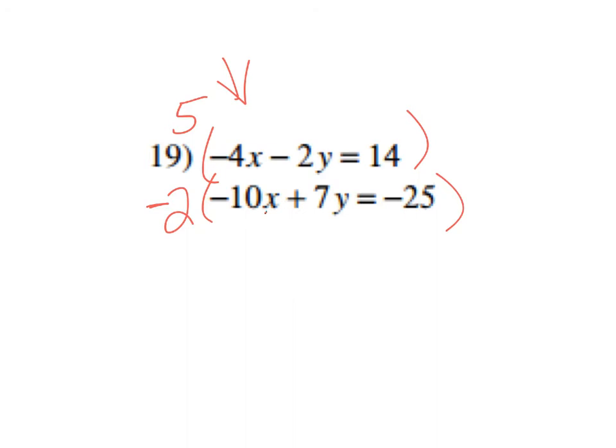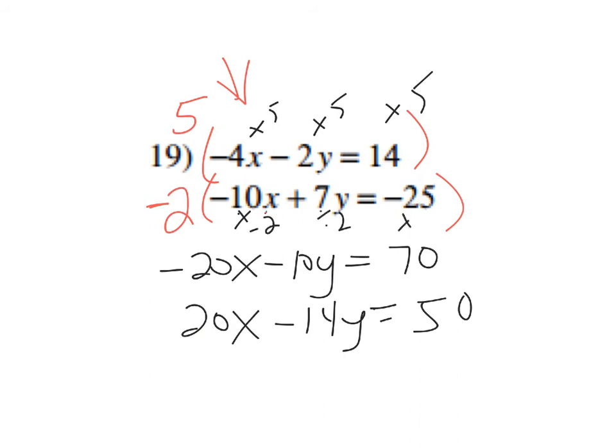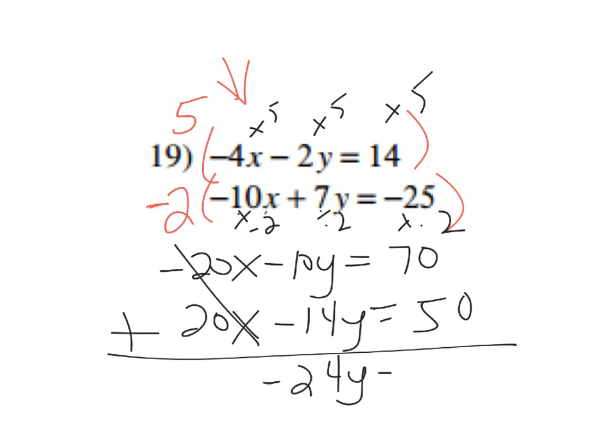So here I go. I'm going to rewrite all of these. The first equation rewritten is going to be negative 20x minus 10y set equal to 70. I multiply each of these pieces by 5. The second one is going to be positive 20x minus 14y equals positive 50 because I multiplied each of these pieces by negative 2. After I've done this manipulating, I can now add these together and the x's are going to cancel out. The y's become negative 24y. The end of this becomes 120.